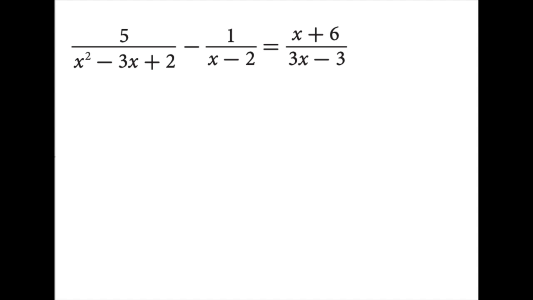Okay, guys, final you try, very similar to the last one. I need you to please pause the video, solve this rational equation, then when you're ready, unpause, and you can see what I got.